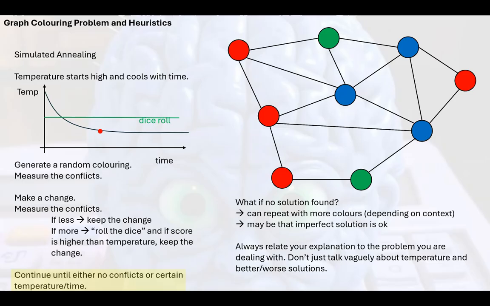When you're writing your explanations for simulated annealing, by the way, one of the biggest mistakes is to only talk about simulated annealing in terms of temperature, better or worse solutions. So if we were talking about a scheduling problem, we would say randomly change one of the whatever the scheduling was, like a timetabling block or something like that. It really depends on the context. And yeah, don't just talk about temperature and better or worse solutions.